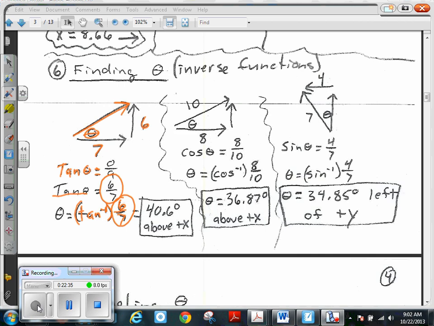Okay, so let's try again here. This time, though, we don't have opposite and adjacent. We have adjacent and hypotenuse, so that's CAH. So the cosine is equal to the adjacent over the hypotenuse here. Let's see if you can come up with this answer, 36.87. Okay, so it looks like you guys are good at that, and you found this probably as well.